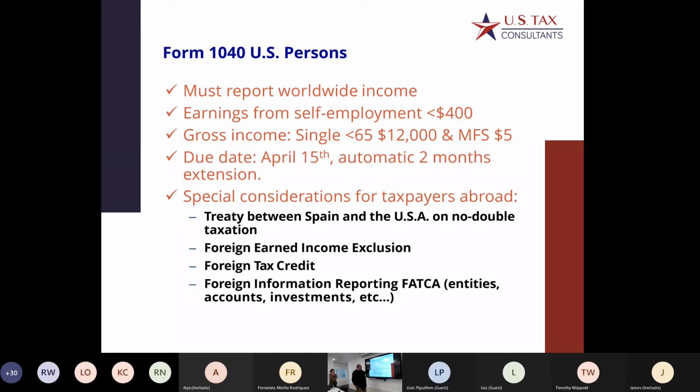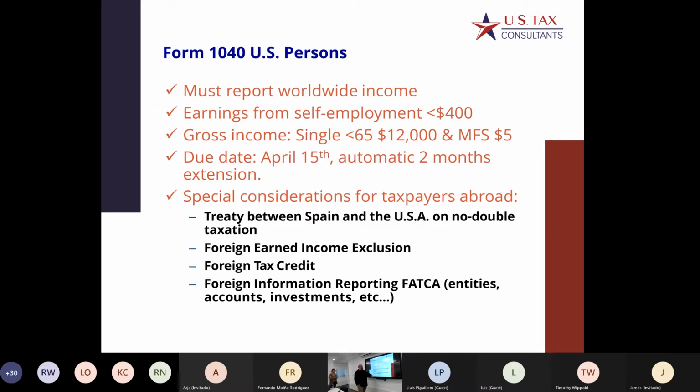And the gross income threshold, if you are more than 65, is 12,000. If you are married filing separately, and this is something they changed 3 years ago, the threshold is $5. That means that everybody has to file, because even with your bank account in Spain that doesn't give you anything, you have these $5. So remember that for the States.